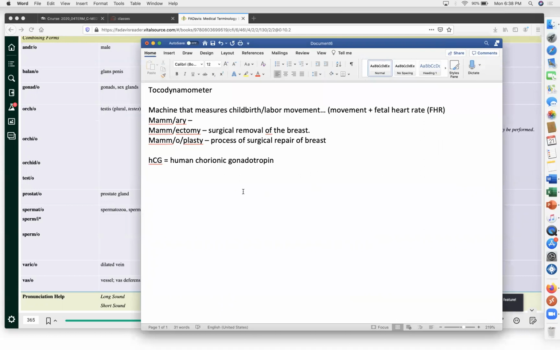If we look at it, human, of course, comes from human beings. Chorion, pertaining to the chorion. Remember the amnion? Well, that's the sac that surrounds the baby. There's another sac that surrounds the baby, and that's called the chorion. And gonadotropin, gonad means sex gland, tropin means growth. HCG is the chemical that gets detected when you're pregnant.